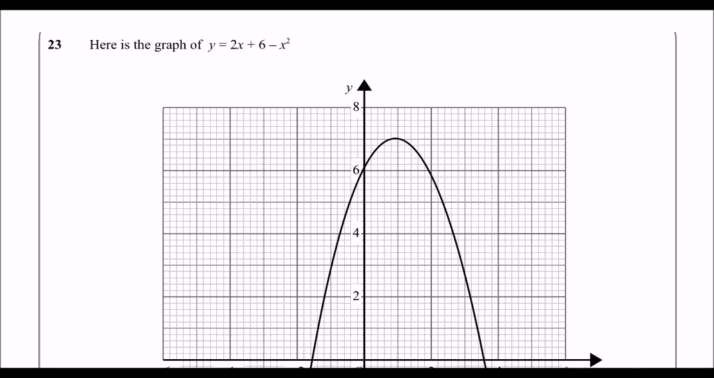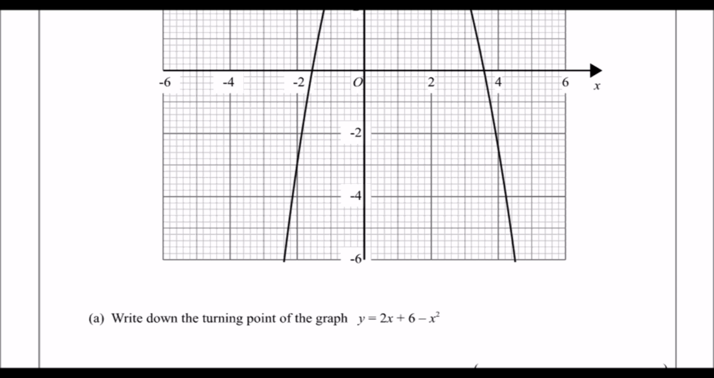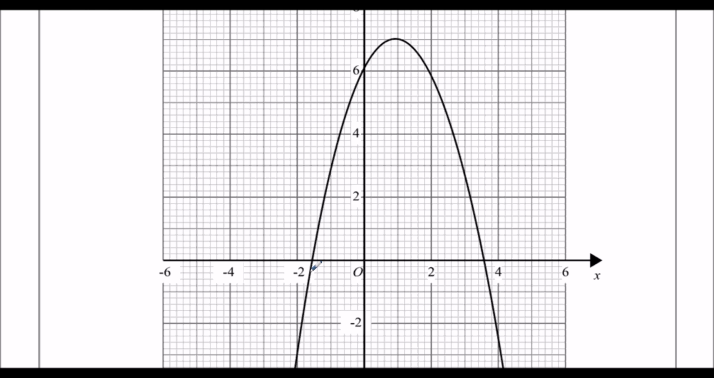Question 23. Here is the graph of y equals 2x plus 6 minus x squared. So we've got a quadratic graph drawn for us, and we're asked to write down the turning point of the graph. A turning point is where the graph turns, where it stops going up and starts going down. So that's the peak up here. What are the coordinates? It's at 1, 7. So the x coordinate is 1, the y coordinate is 7.